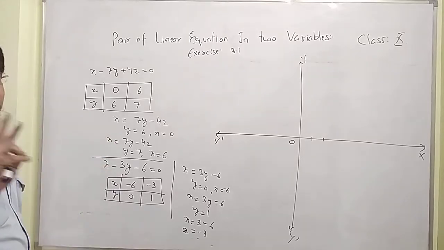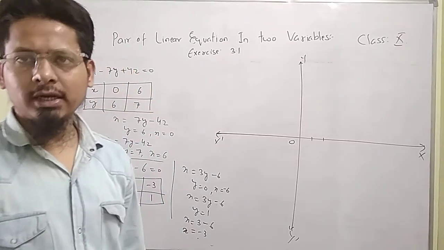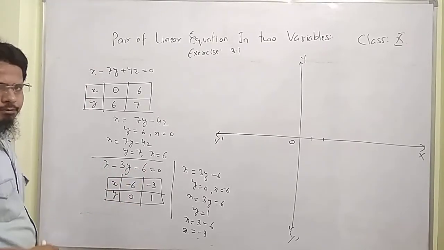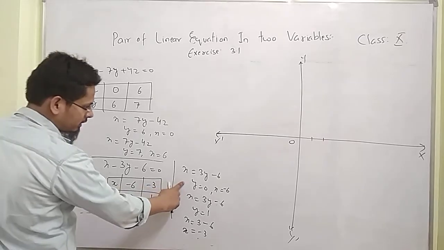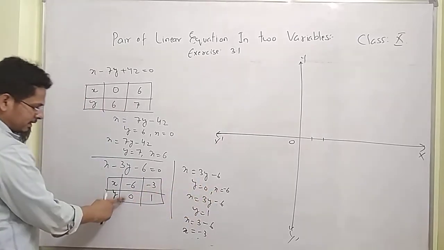Two solutions we have, and these two points are the required points to plot any line on a graph paper. Now come to the next line, x minus 3y minus 6 is equal to 0. The first one I have solved here. When y is equal to 0, x is minus 6.